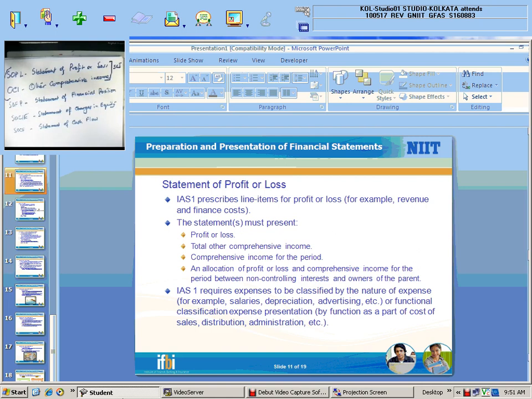IAS 1 prescribes the line items for profit or loss. The statement must present profit or loss, total other comprehensive income, comprehensive income for the period, and an allocation of the profit or loss and comprehensive income for the period between non-controlling interest and owners of the parent. So if the company is owned by another company, then there is an allocation for the reporting period between non-controlling interest or minority interest and owners of the parent.